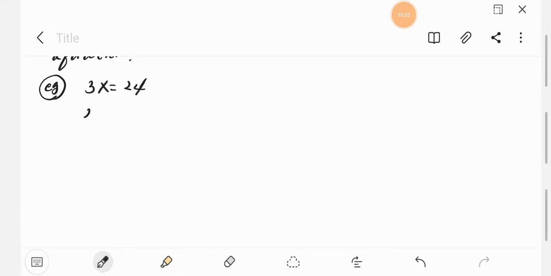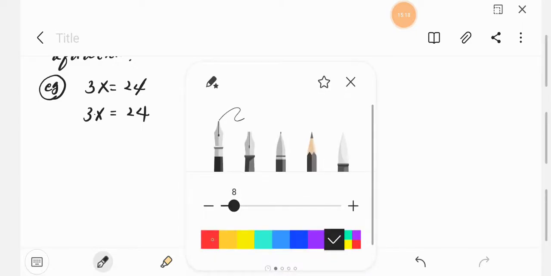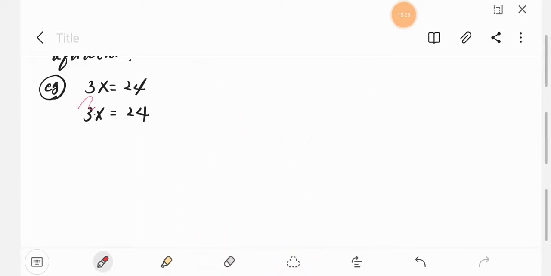All right, now 3x. So x is together with the number 3, but this is a product, so we want to make it 1x instead of 3x. So what should you multiply each side of the equation by? It should be 1/3, right? Multiply 1/3 to each side of the equation.